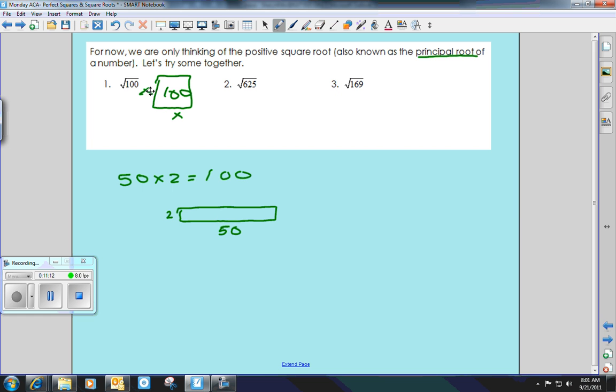So for example, on this one, I know that I can write out 8 times 8 is 64. 9 times 9 is 81. I'm getting closer to 100 here. Now 10 times 10 is 100. Okay, so I could put a 10 here and a 10 here and do length times width and get 100. So the square root of 100 is, I'm sorry, 10. The square root is 10.